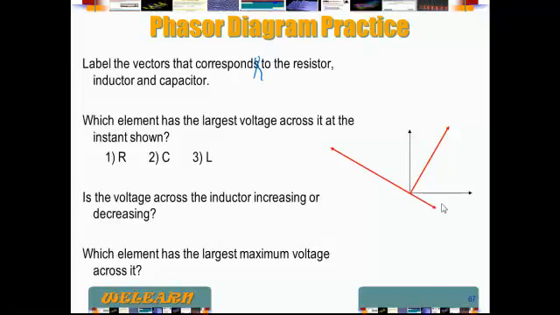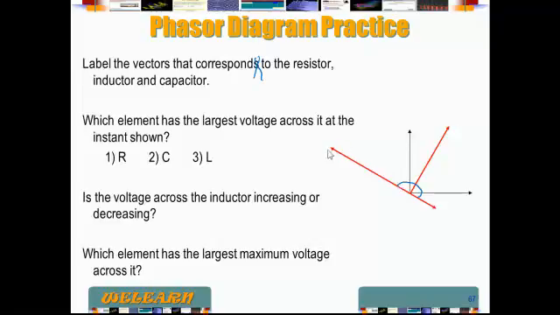the counterclockwise direction. Also remember that the voltage across the inductor is ahead of the voltage across the resistor by 90 degrees. And the voltage across the capacitor is behind the voltage across the resistor by 90 degrees. So, according to this, the voltage across the inductor is ahead of the voltage across the capacitor by 180 degrees. That's what we have here, 180 degrees.